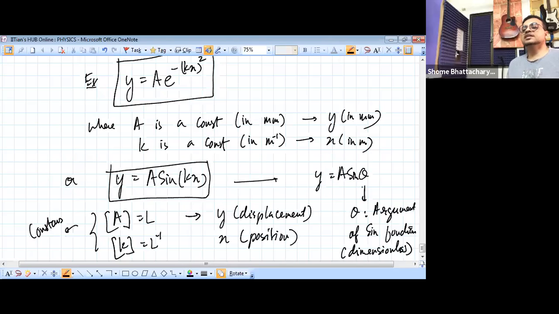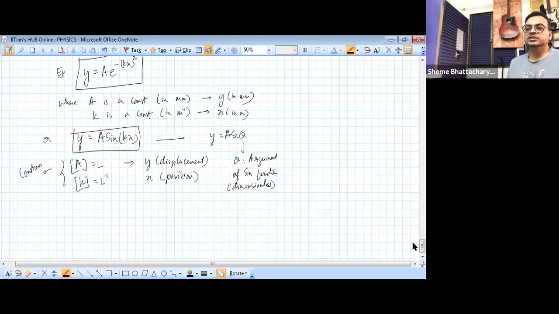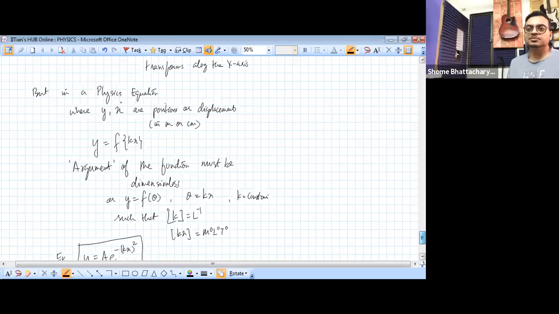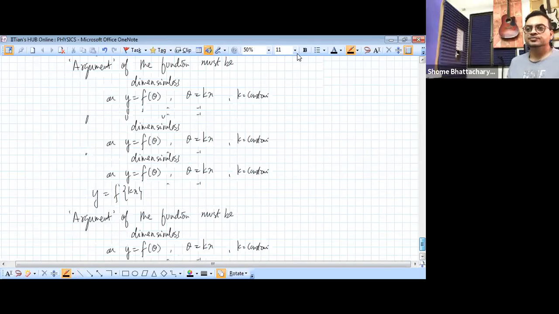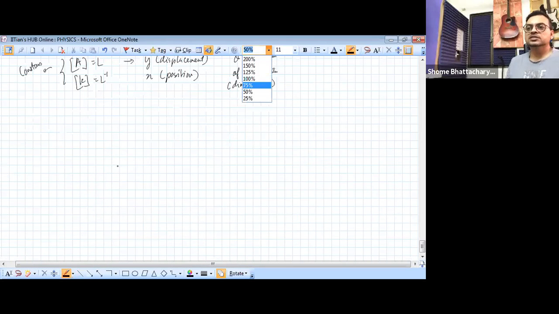So that's a distinction between a physics type of equation versus a mathematical type of equation. In a physics equation, if x is representing a position or a displacement, then we cannot operate x directly on the function. The function has to be operated on an argument which is dimensionless. We'll have to multiply x with some appropriate constant, even if its numerical value is unity. But still, x will have to be multiplied with a physical constant, which makes it dimensionless.